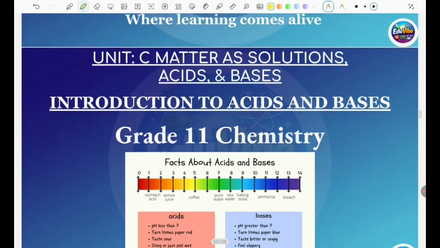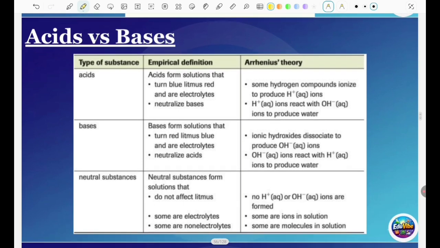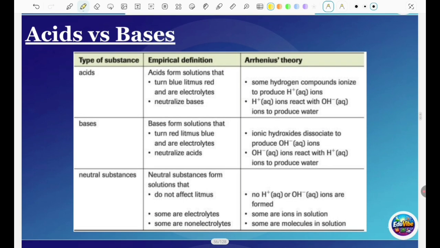In today's lesson, we're starting with the introduction to acids and bases. This is Unit C, Grade 11 Chemistry. Today's topic is the start of acids and bases, and we have already done something about acids and bases in the past few lessons. Today's topic is very important. So let's start with a brief description of acids and bases.